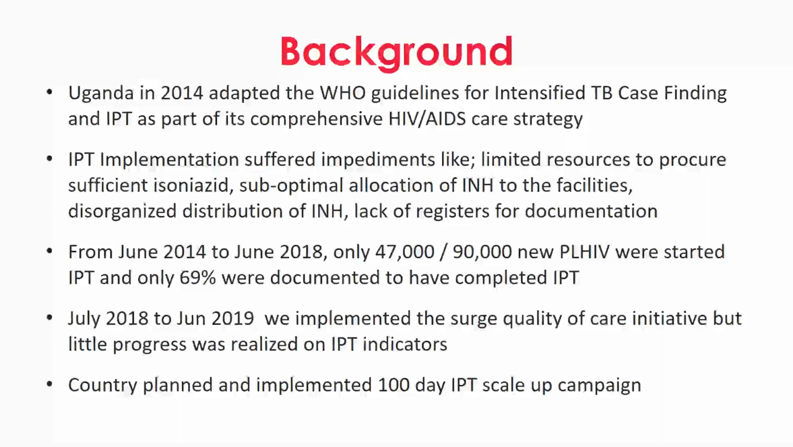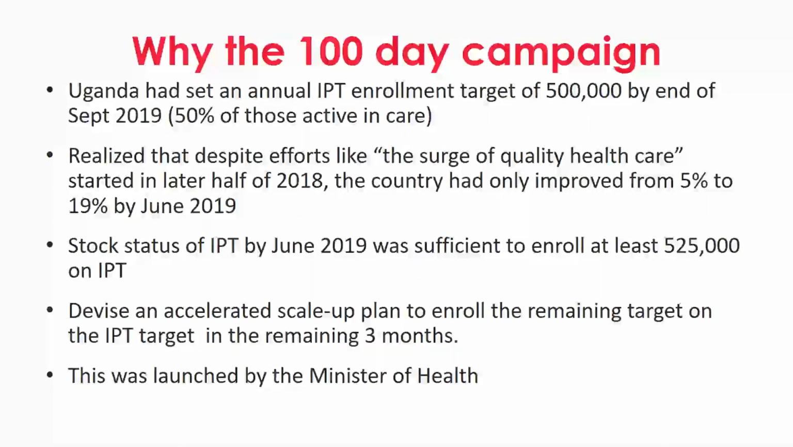So the country decided to plan and implement what we called the 100-day IPT scale-up campaign. And why did we decide on this? It's because Uganda had set an annual target for IPT enrollment to reach about 500,000 from October 2018 to September 2019. And we wanted to reach at least a coverage of 50% of those active in care. And we realized that despite the efforts like Surge that I had mentioned earlier, we had only improved minimally from 5% to 19% by June 2019.